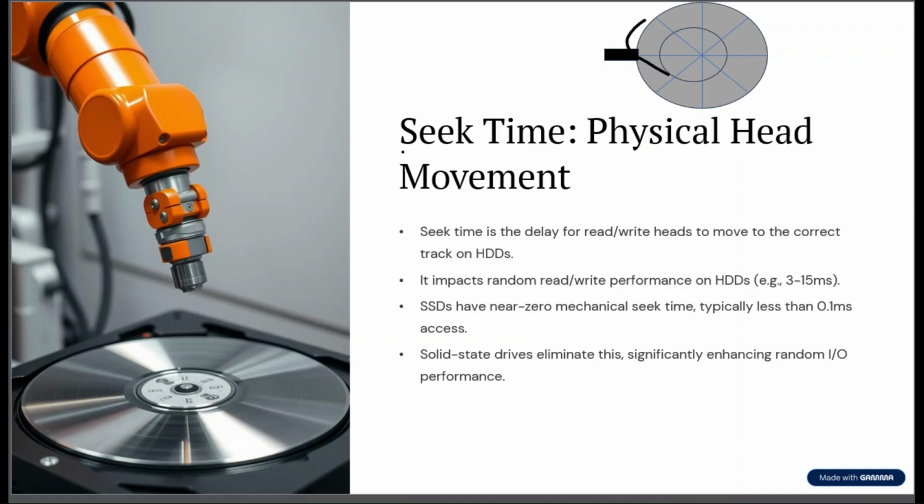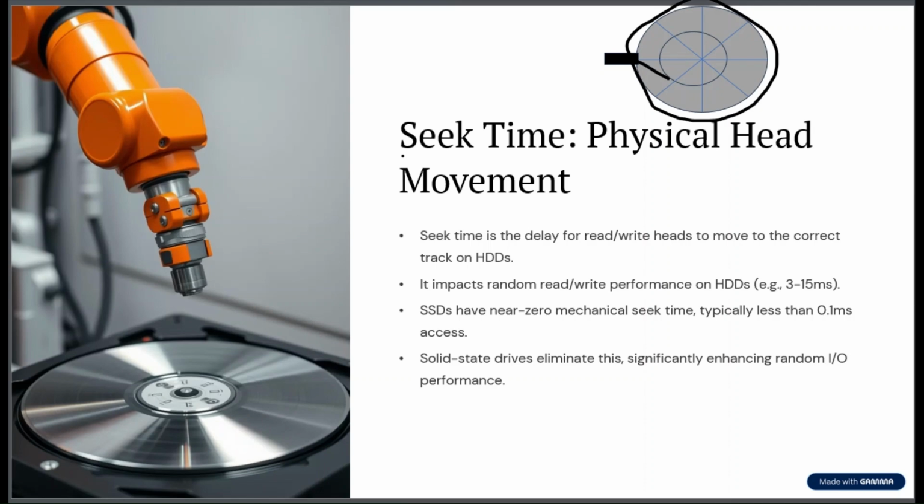Consider this as the surface of a disk. Let's say it is the upper surface of the disk and this is a read-write head. Let's say I have stored my data in this particular track. The time it would take to move this read-write head to my required track or my desired track is known as seek time. Seek time is the delay for read-write heads. So the time it would take to move the read-write head to our particular desired track is known as seek time.